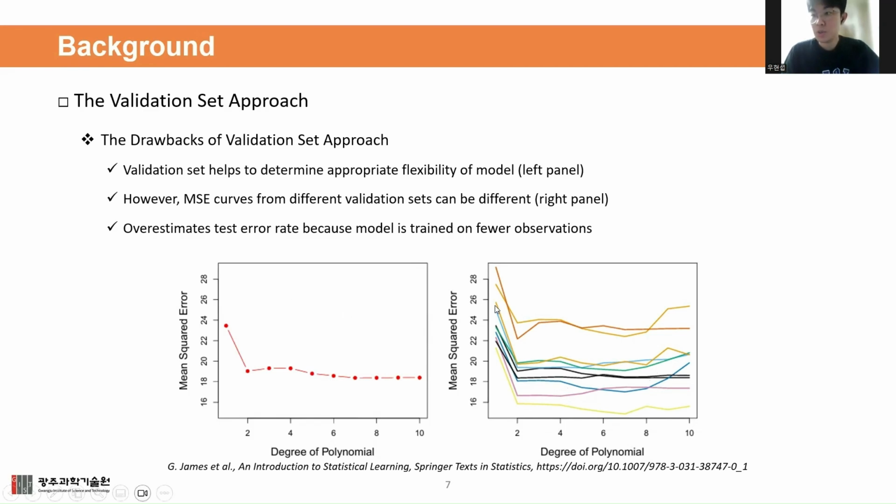Also, since we split the data set, the model is trained on fewer observations, so the performance could be worse. In other words, the test error rate can be overestimated.